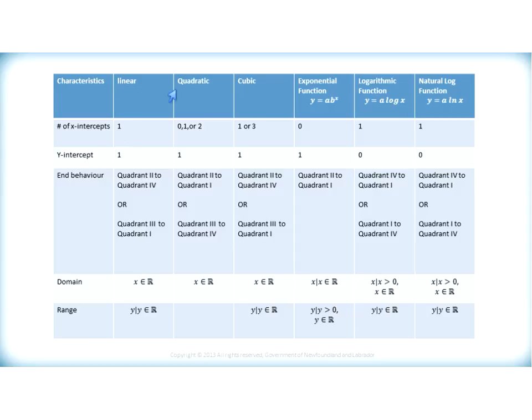In Chapter 5, we looked at linear, quadratic, and cubic functions, and we analyzed and investigated specific characteristics of the graphs and of the equations. In Chapter 6, we looked at an exponential function, and in Section 7.1, we looked at the logarithmic function and the natural log function.